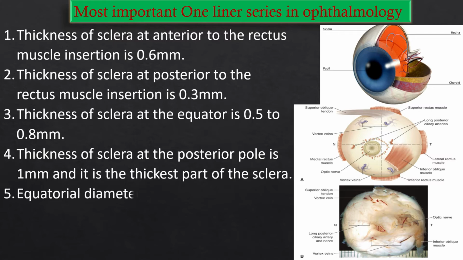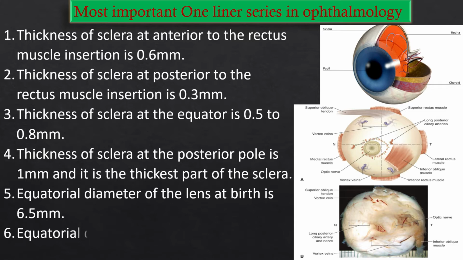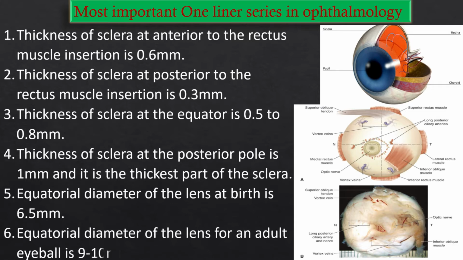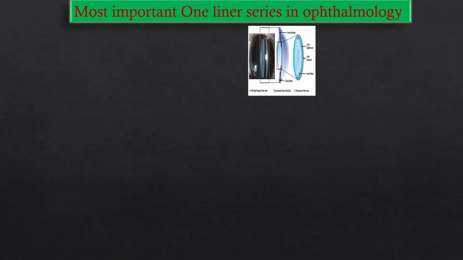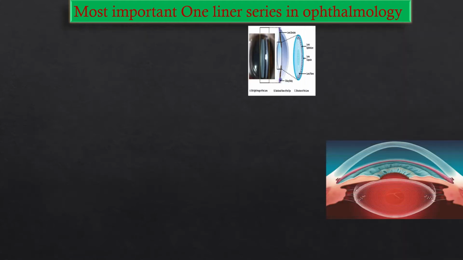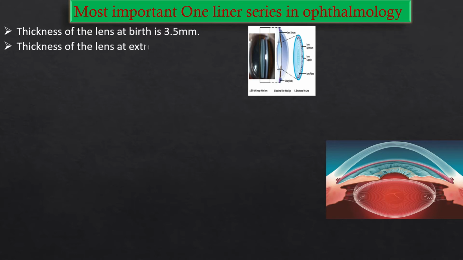Equatorial diameter of the crystalline lens at birth is 6.5 mm. Equatorial diameter of the lens for an adult eyeball is 9 to 10 mm. Thickness of the crystalline lens at birth is 3.5 mm. Thickness of the crystalline lens at extreme of the age is 5 mm.